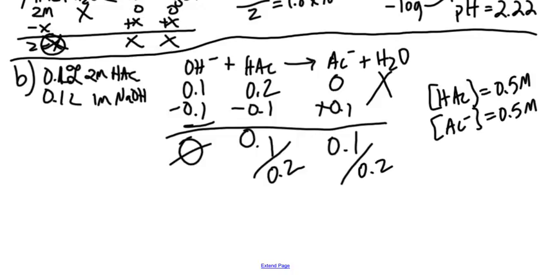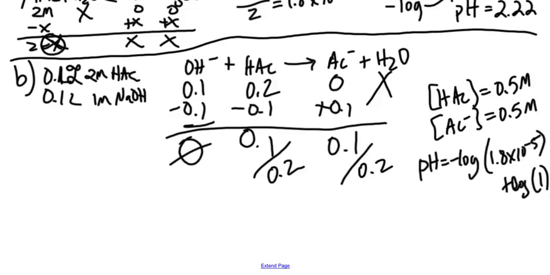So those are my molarities. If I am going to find the pH of this buffer, what is the pH equal to? Negative log of 1.8 times 10 to the negative fifth plus the log of 1, right? So that goes away.